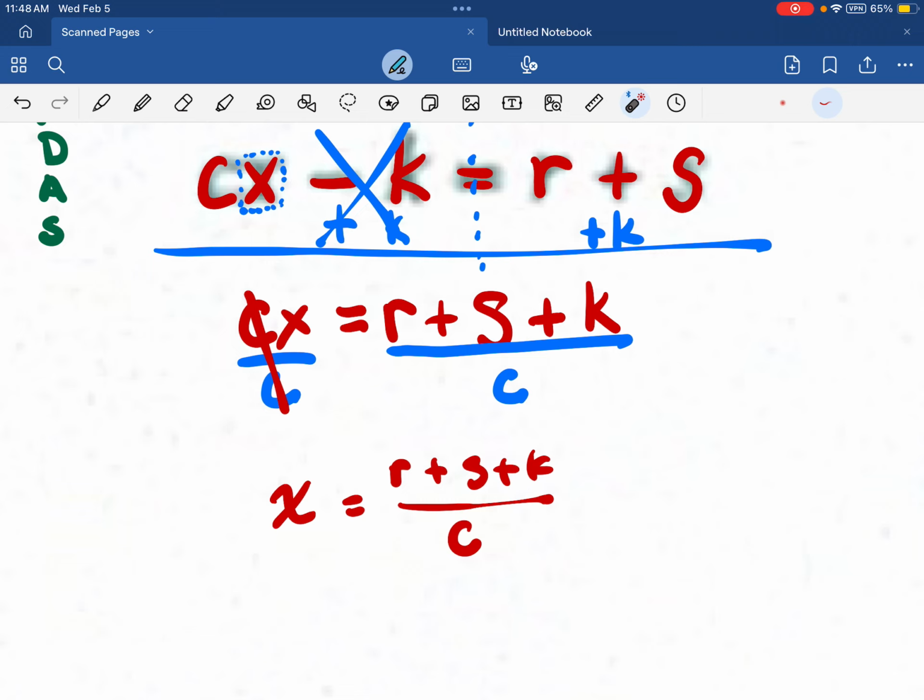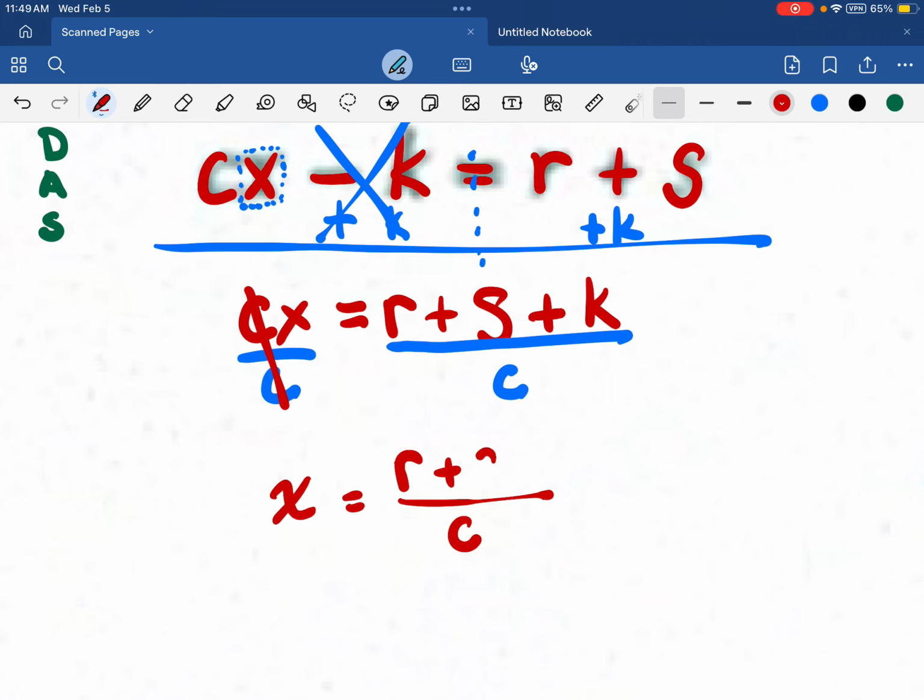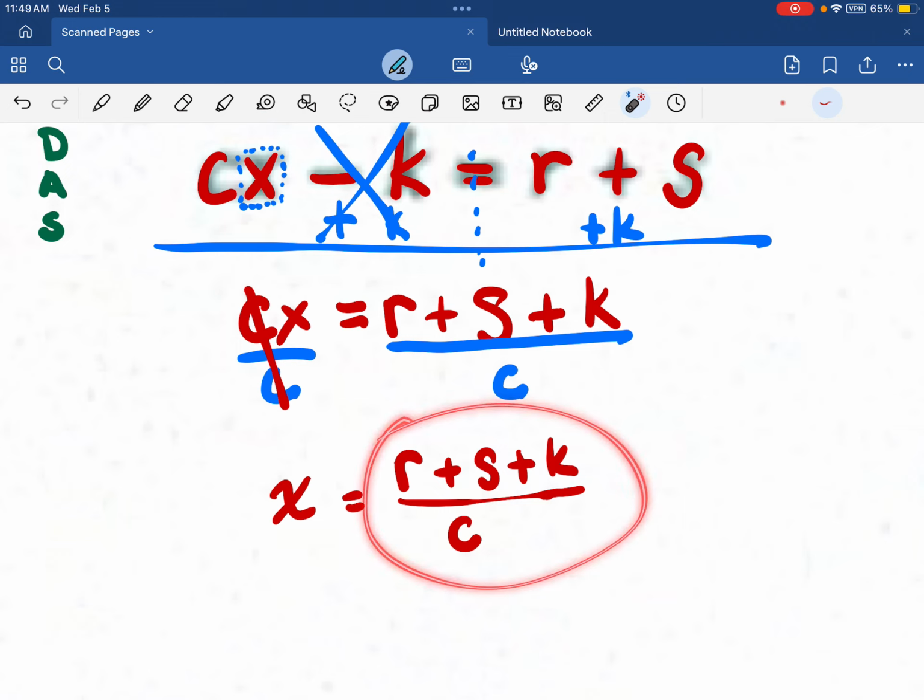And I'm done. Let me rewrite those so it's a little bit more clear what's going on top there. So, R plus S plus K divided by C is my answer. And we're done. Again, a lot of the time kids get really stressed out because when you get this answer, it looks terrible. It looks horrendous. This does not look like a normal problem that we've just solved. That's fine. Totally fine. Is the X by itself?